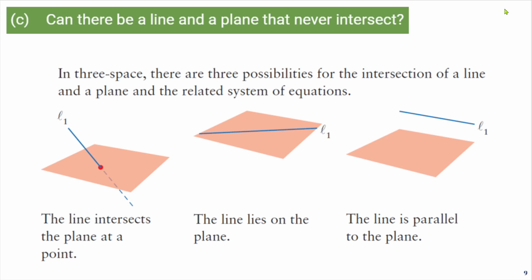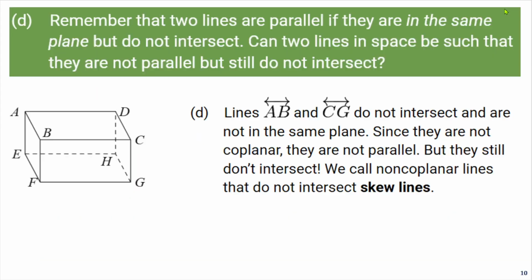And the third relationship is the line could be parallel to the plane. So it is possible that a line and a plane never intersect forever.